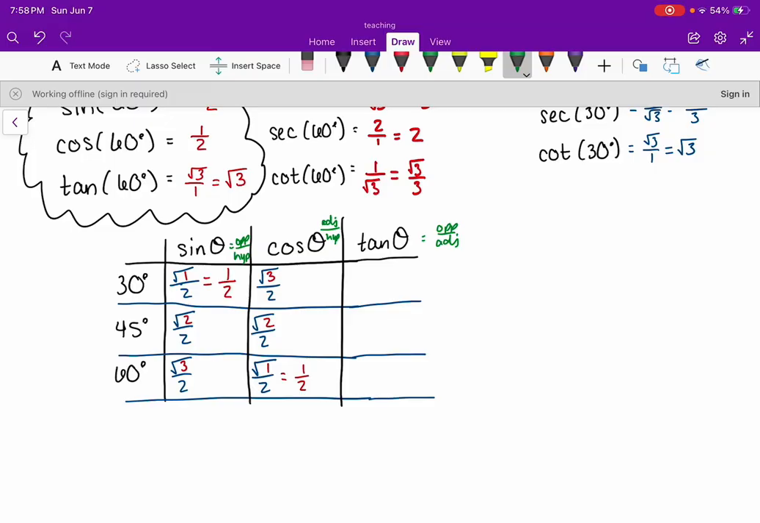So all of these 2's here, those are all the hypotenuses. So I'm not going to need them for my tangents. I just want the numerators. So tangent of 30 degrees, I'm going to take my numerator for sine over my numerator for cosine. So this would be 1 over square root 3. Rationalized, this would be root 3 over 3.